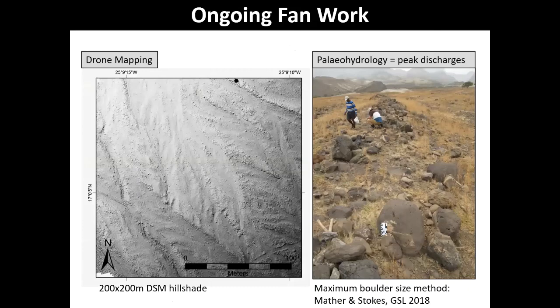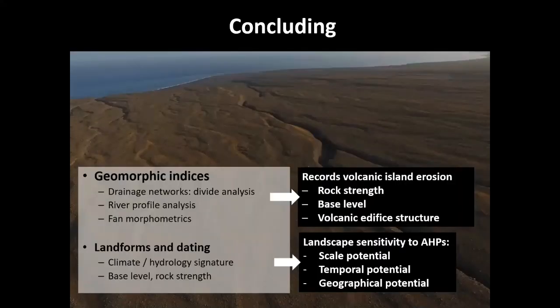What are we doing now? We are doing drone mapping to better understand the surface of the fans. We are conducting studies to measure paleohydrology, namely calculating peak discharge using a method connected with the maximum boulder size. And what can I conclude from our research? From the geomorphic index, we can conclude that rock strength, base level, and the volcanic edifice substructure are good records of volcanic island erosion, and they are factors that influence this erosion and can give us a real state of the stage of erosion of each island.